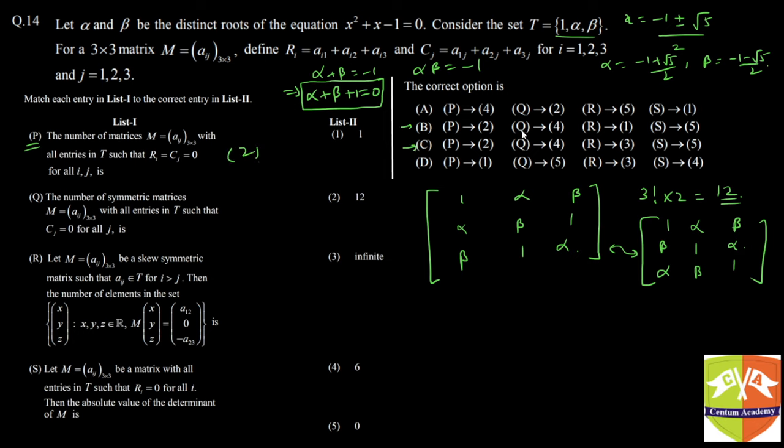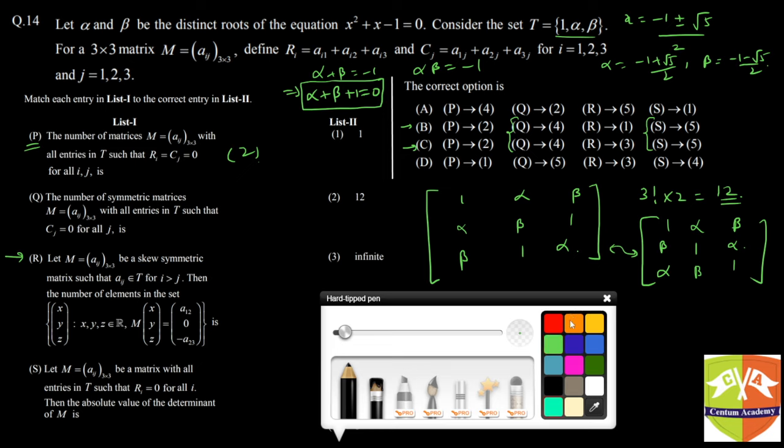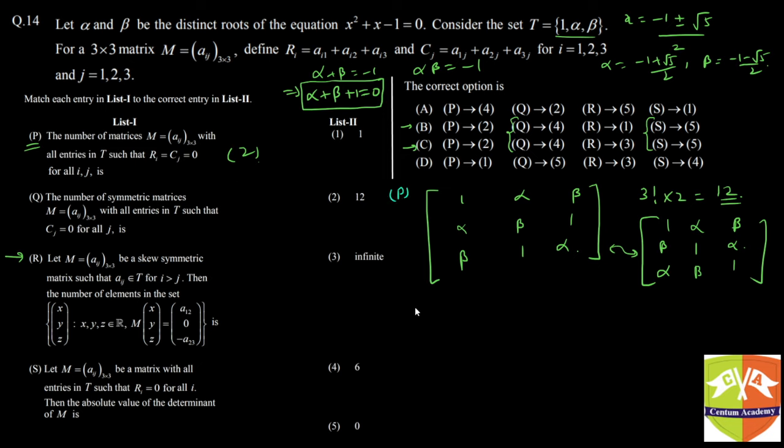Now for Q, option number B and C are the same. For S also, B and C are the same. So which option should we go to next? Ideally, we should go to option number R. That is the objective approach. So let me quickly get the answer and then I'll explain the remaining parts. So without wasting any time, let me discuss option number R.